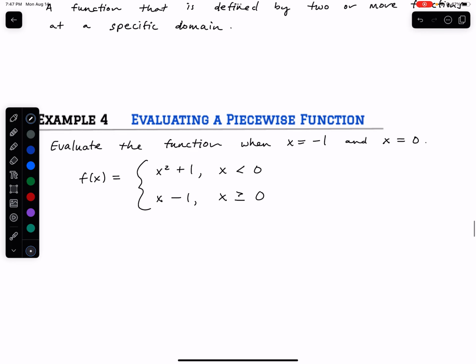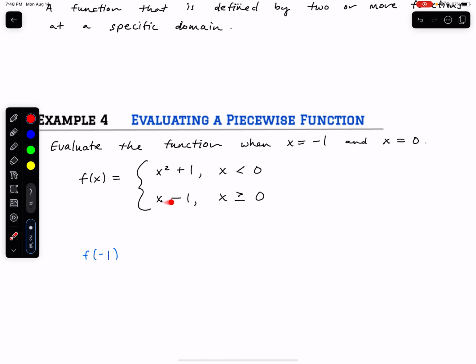Okay, so if I want to know what the function is when x equals -1, in other words, that's asking us to find f of -1. Because it's piecewise, you have to pay attention to the domain. So where is -1 in terms of the function? We use this function when x is less than 0. So ask yourself, is -1 less than 0? And it is. So that means I'm going to plug -1 only into this part.